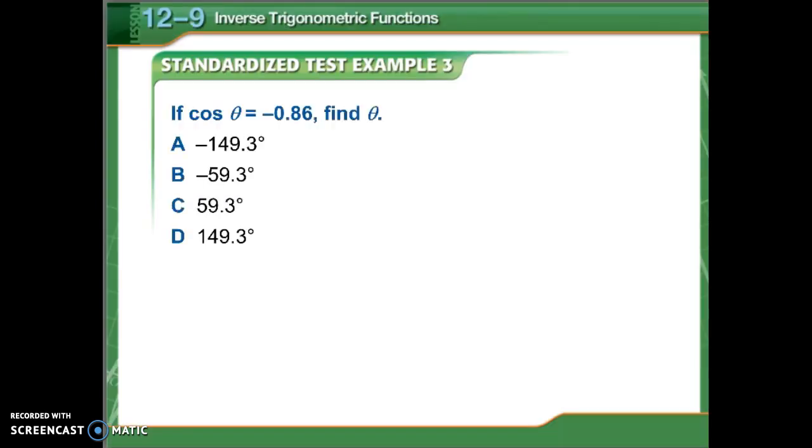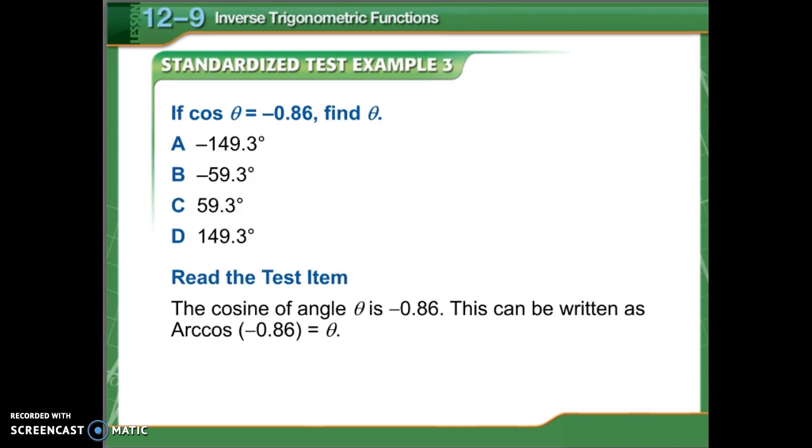For example 3, we're looking at a problem that could show up on the SAT. It says if the cosine of theta is negative 0.86, find theta. So we have 4 options. What we're going to need to do for this is to get theta by itself. To move cosine to the other side of the equation, we have to do the inverse function. So that's inverse cosine or arc cosine of negative 0.86.